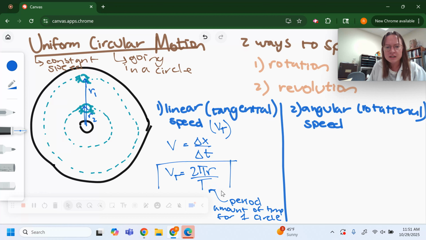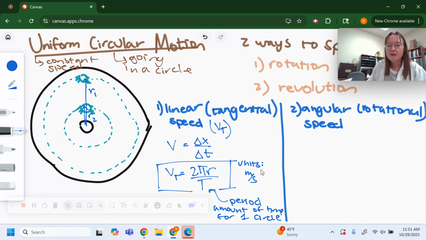As you add it to your bag of tricks, do you see that this equation is really just this equation, except that our distance here is the circumference and the time is the time it takes to go in a circle? The units here are going to be our same old ordinary units that they always are for speed, which is just meters per second.